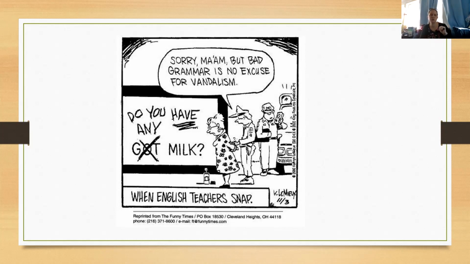So learning those correct formats for verbs and learning how to use them correctly and strongly really will give you a leg up.